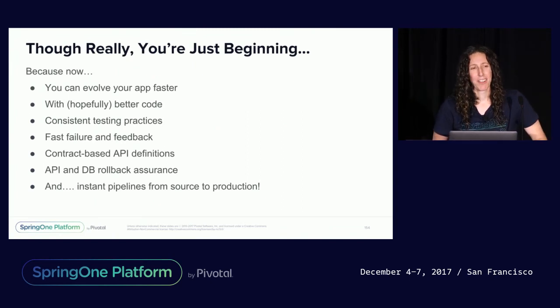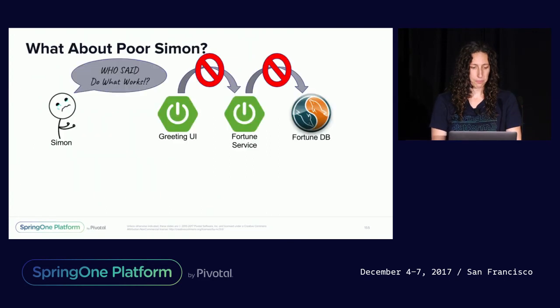But really, you're just beginning. Because now you really can evolve your apps faster with hopefully better code, consistent testing practices. You can fail fast, get feedback fast, use contract-based API definitions, have rollback assurance for the APIs and database, and you have instant pipelines, right? Fly, set pipeline, and you're ready to go.